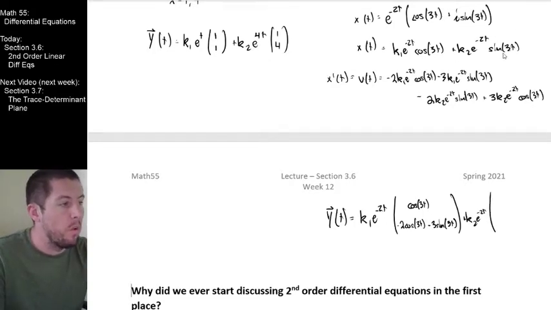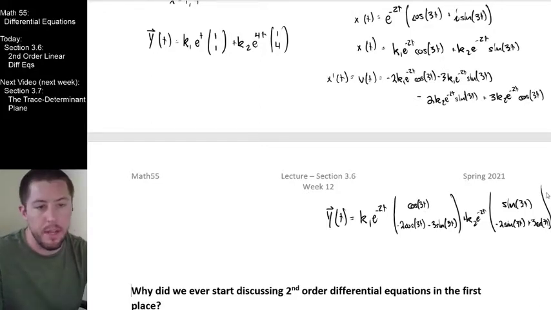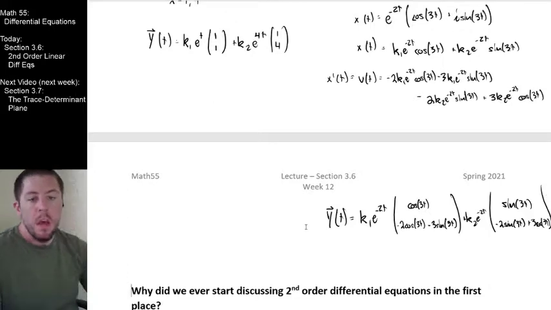Our top component only had remaining a sine of 3t. And our bottom component had these two terms where, again, the k2 and the e to the negative 2t have already been accounted for. So it looks like I'm getting a negative 2 sine of 3t plus 3 cosine 3t. Running out of room. There we go. Crammed it in there, right?